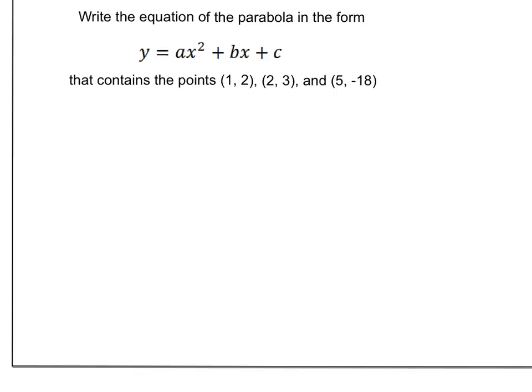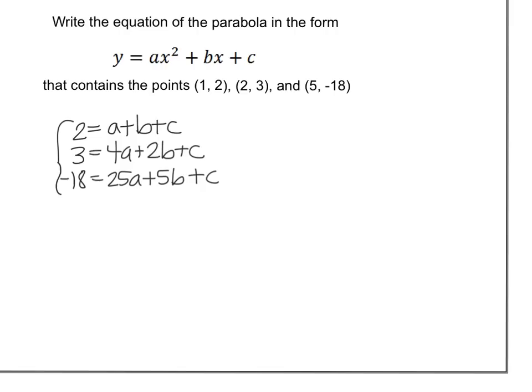Okay, so this is asking us to write the equation of the parabola in this form that contains these points. Why don't you take a moment to see if you can think about how you would do that? How would you even start this? Well, in order to start it, we would take our values here of 1 and 2, and I would plug in 1 for my x, and then 2 would go in for the y, and you're left with something that looks like this.